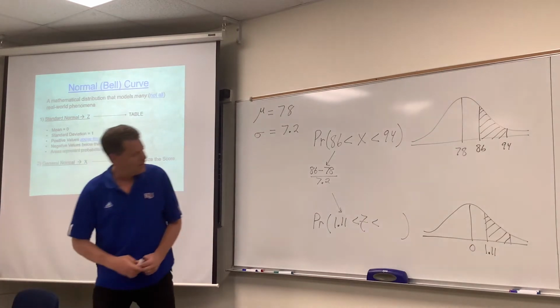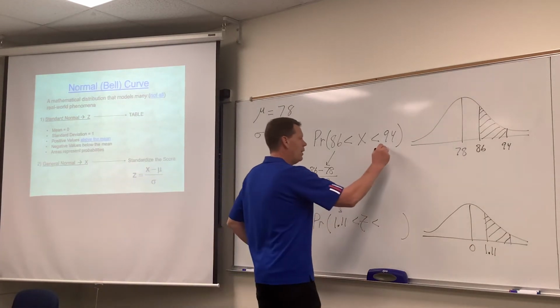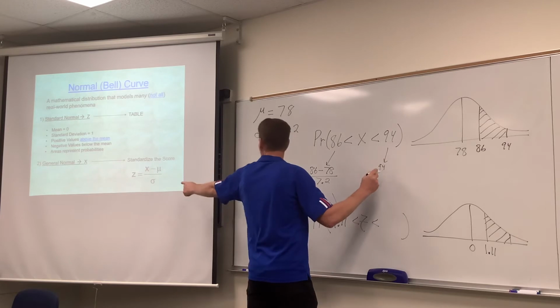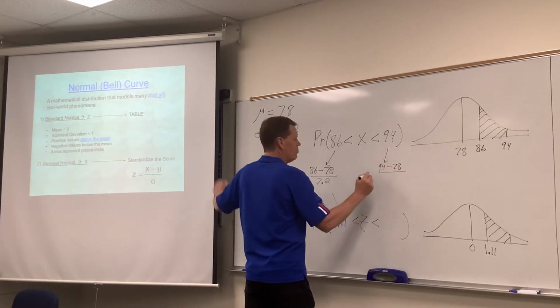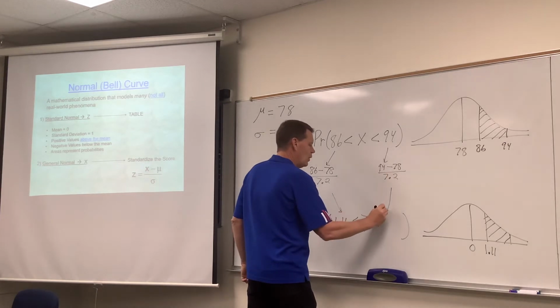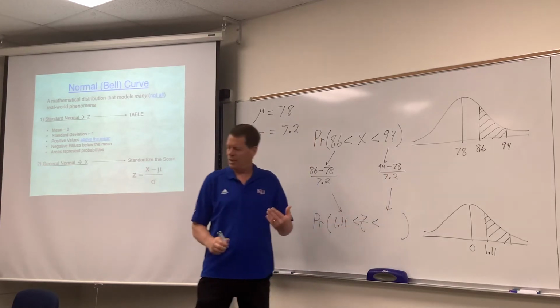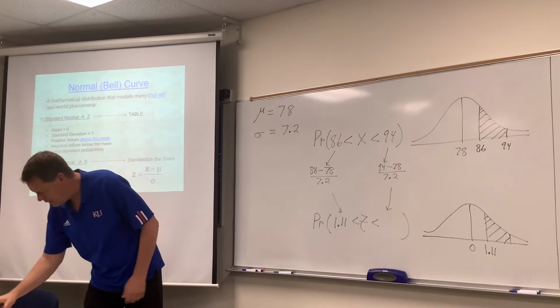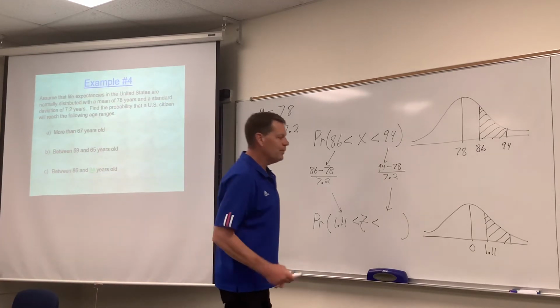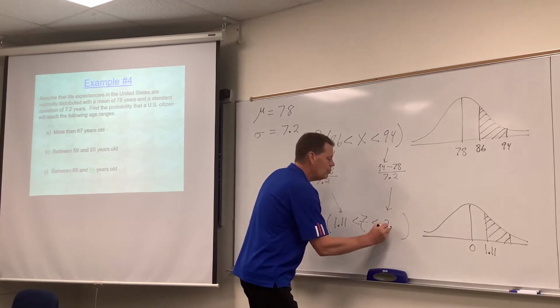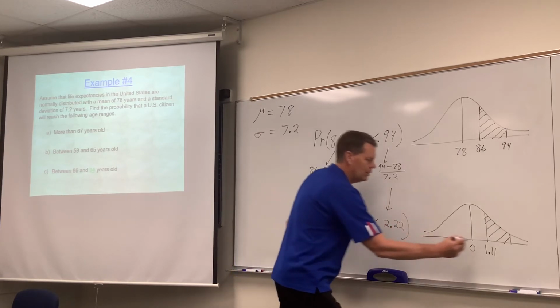All right, then we do the same thing for the age of 94. 94 minus 78 divided by 7.2. And again, we round these to 2 decimal places because the table that we are using takes Z-scores out to 2 decimal places. And that one comes out to be 2.22.